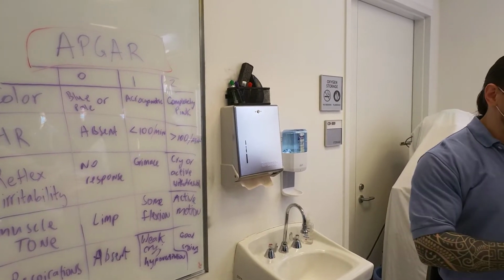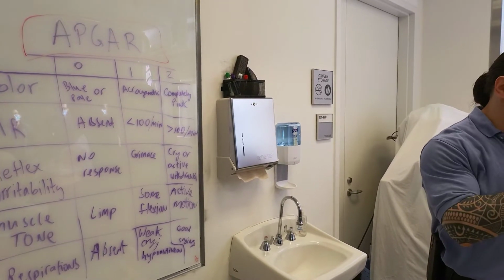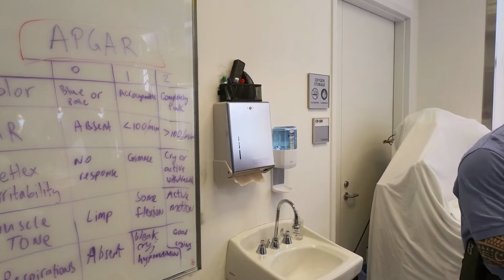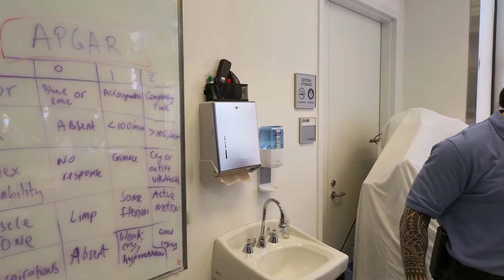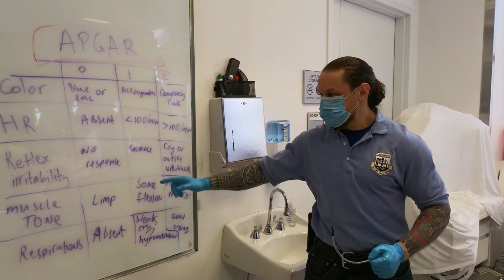You take your stethoscope, you put it at the midclavicular line by the heart, right? And then you listen for the lub-dub, the heartbeat. It's going to be very fast, like lub, lub, lub, lub, right? And you're going to look at your watch for a minute, or you could do 15 seconds times 4, right? So we said greater than 100 is good. It's 2 points, right?